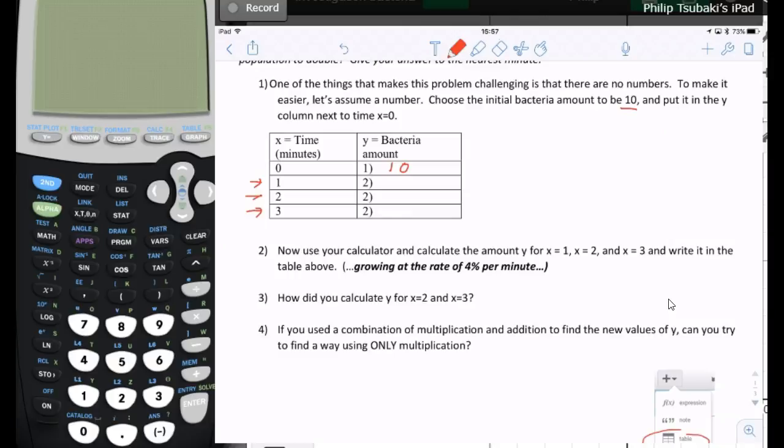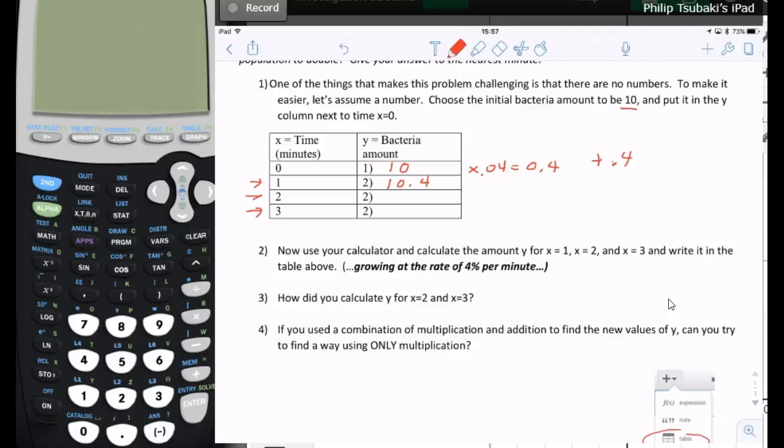So let's think through that. How do we figure out the amount of bacteria at the next point in time? Well, we know that it grows 4%. So how about if we first figure out what's 4% of 10? We multiply 10 by 0.04, that's 4%, and we get 0.4. So the amount of growth is plus 0.4, and we add that to the original amount, which is 10, and so at x equals 1, which is time equals 1, we have 10.4 bacteria.